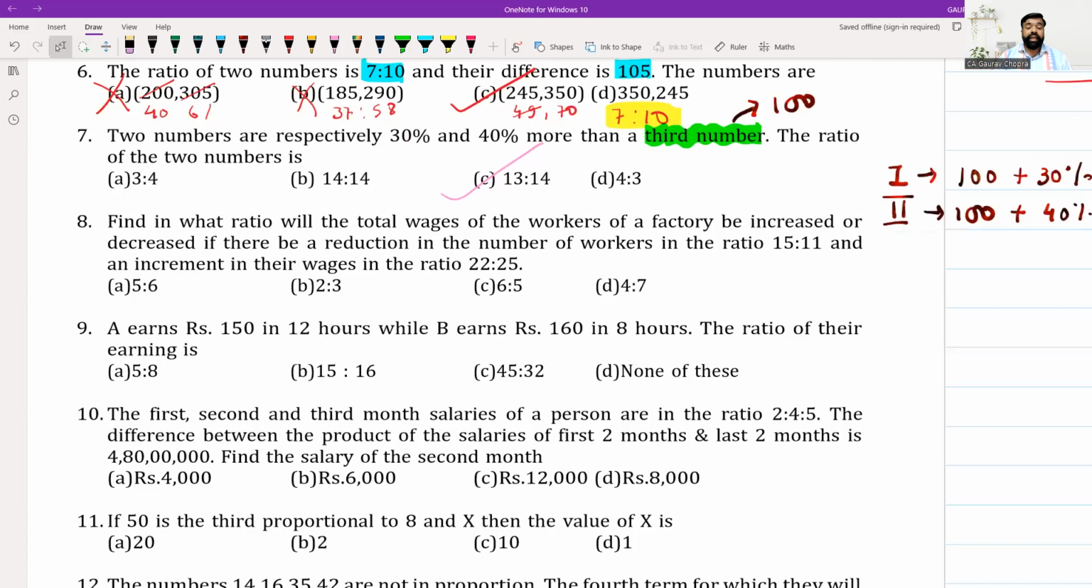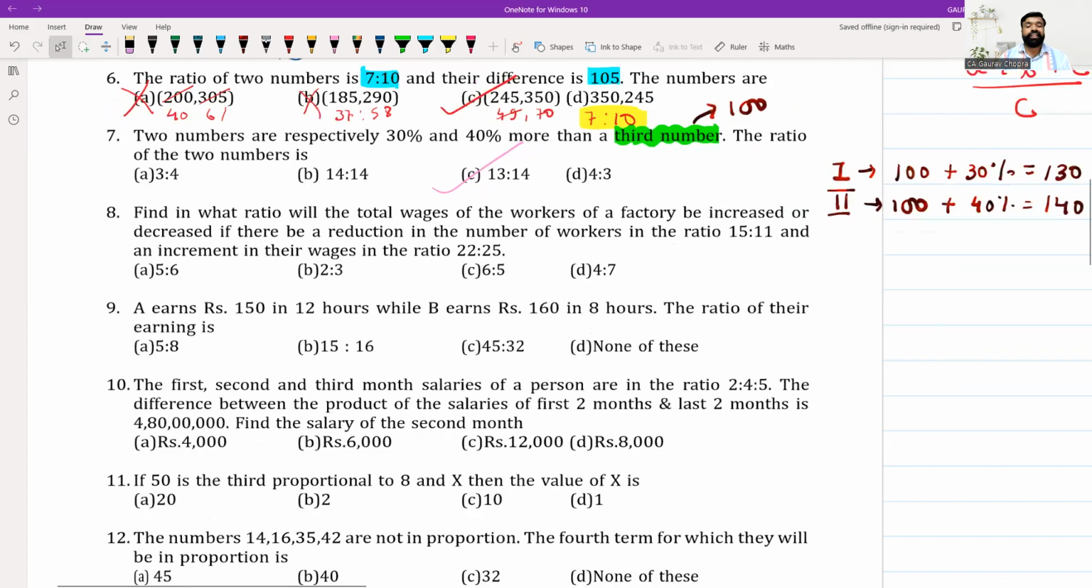Next one, 8th. Find in what ratio the total wages of the workers of a factory will be increased or decreased if there is a reduction in the number of workers in the ratio 15:11 and an increment in their wages in the ratio of 22:25. Now this question is a bit tricky.